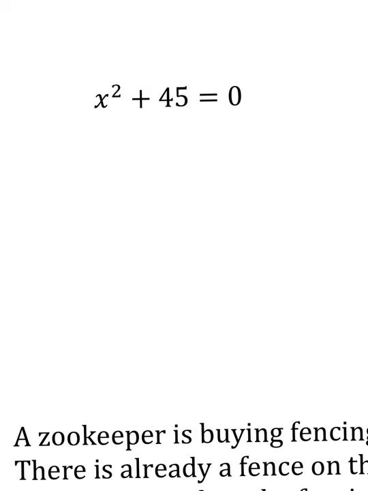On this next example, we notice that when we try to isolate our x squared term, we get a negative number. Remember, a squared x cannot equal a negative number, so this would be no solution.